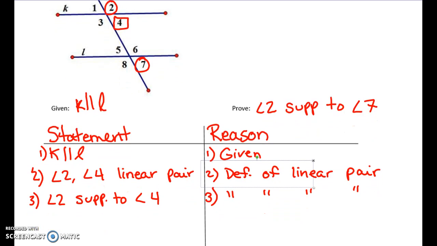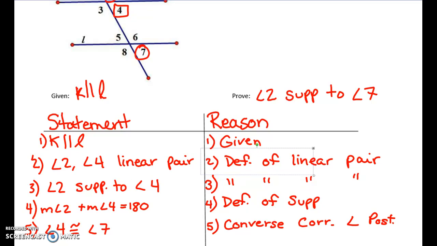Now, if things are supplementary, we also know that they add to 180. So pretty much, once we've written that down, that's all we can say about the relationship between 2 and 4. We can say they're a linear pair, therefore they're supplementary, therefore together they add to 180. Now let's look at the relationship between 4 and 7. Remember, that's my helper angle and the other angle I'm interested in. Well, they are corresponding angles, and our lines are parallel, so I can say that they're congruent to each other. And I'm able to say that by the converse of the corresponding angles postulate.